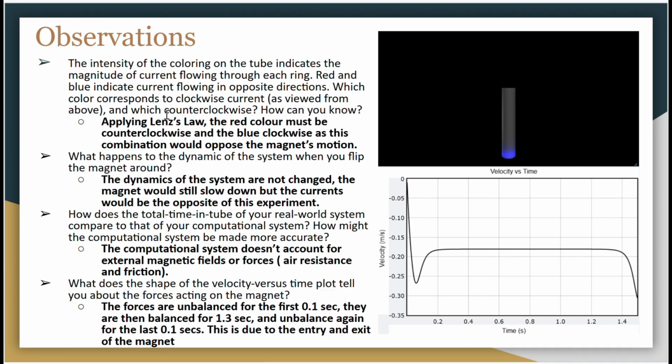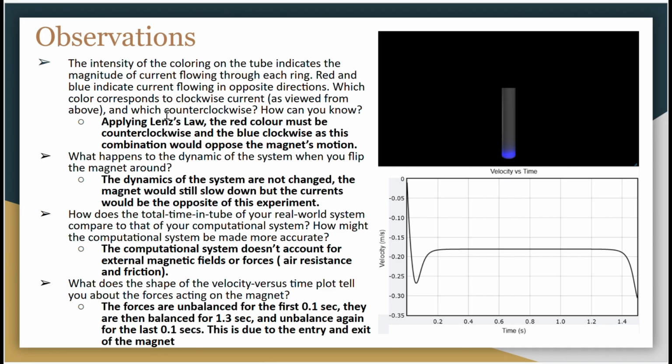oppose the magnet's motion. What happens to the dynamic of the system when you flip the magnet around? The dynamics of the system are not changed. The magnet would still slow down, but the currents would be the opposite in this experiment. How does the total time in tube of your real-world system compare to that of your computational model? How might the computational system be made more accurate? The computational system does not account for external magnetic fields or forces like air resistance and friction.